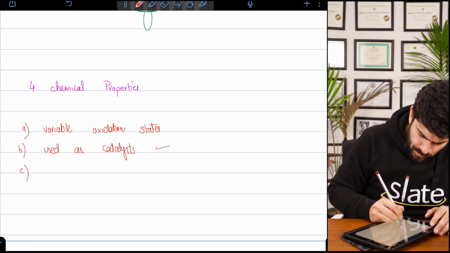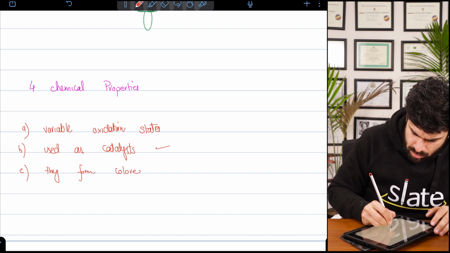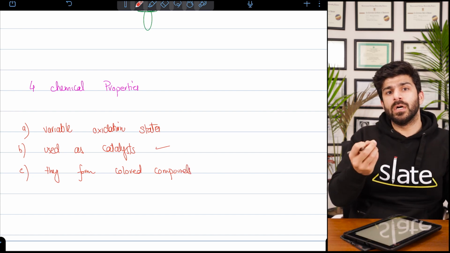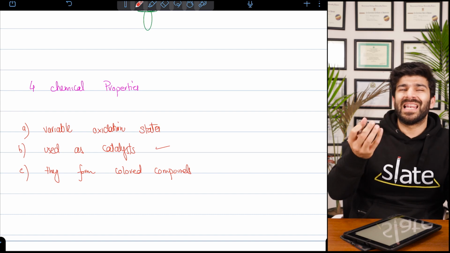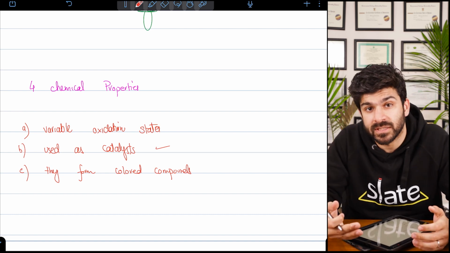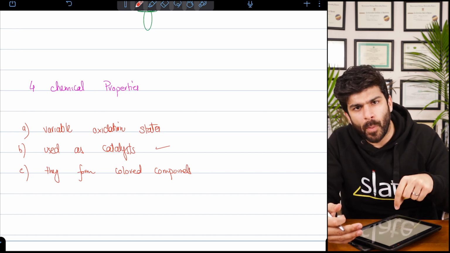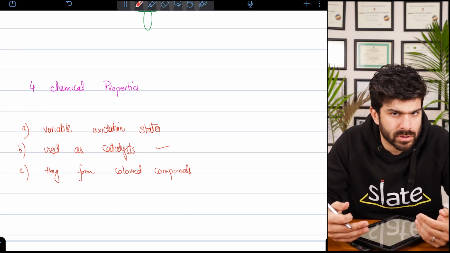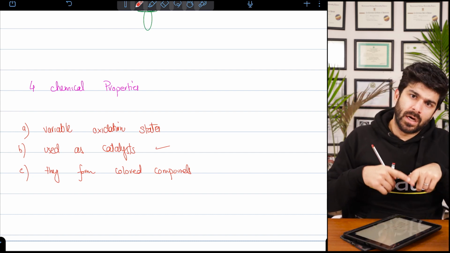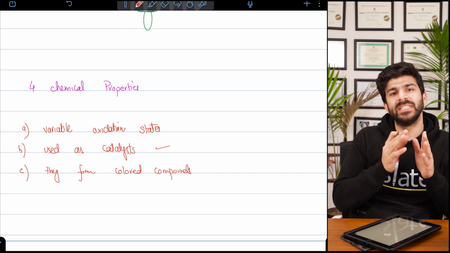Third property, they form colored compounds. Now again, colored compounds. Color is because the light is absorbed and the rest of it is reflected. That is something you've studied in physics, the Planck constant. So that very idea will come in this topic of excitation or de-excitation of electrons between the d orbitals. As I said, these are d block elements. The properties that they have are only because of the d orbitals and d subshell.